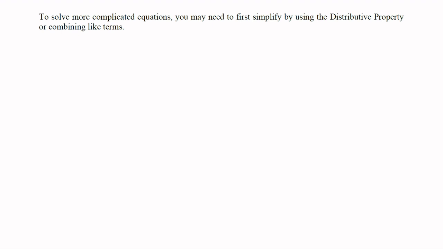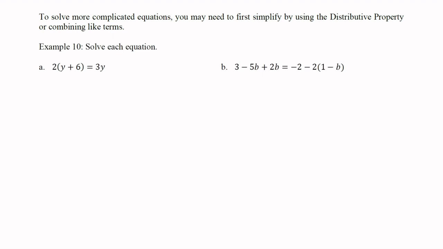To solve more complicated equations, you may need to first simplify by using the distributive property or combining like terms. So now we're going to pull in those first two steps that you did not see in those previous two examples. So in A, first thing we're going to do is distribute the 2. That gives us 2 times y plus 2 times 6 equals 3y, which is 2y plus 12. Now, there are no like terms to combine, so now we are going to move the variable by subtracting 2y from each side, and that leaves us with 12 equals y. So now we have our solution.